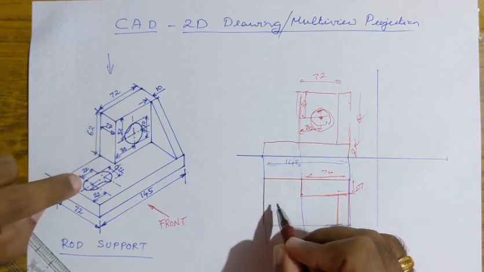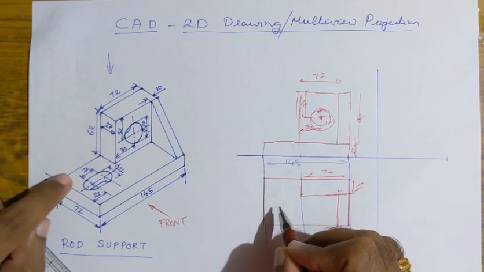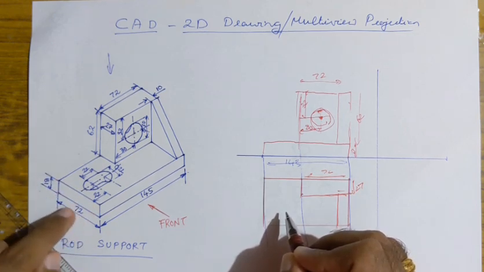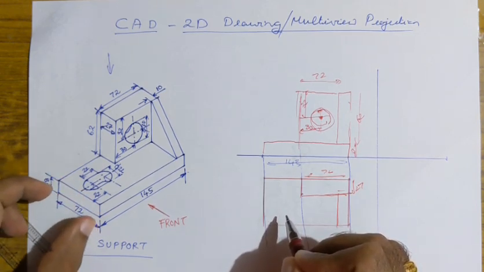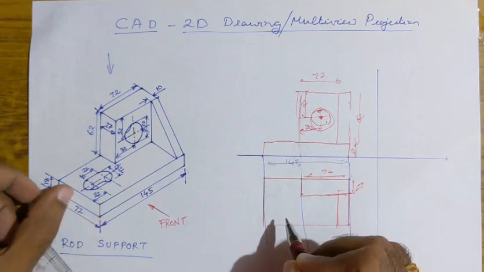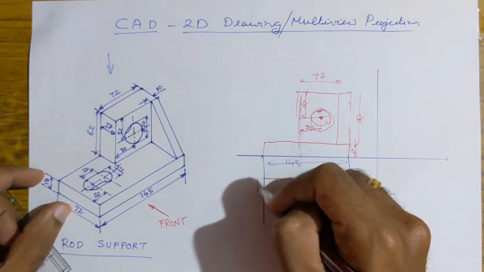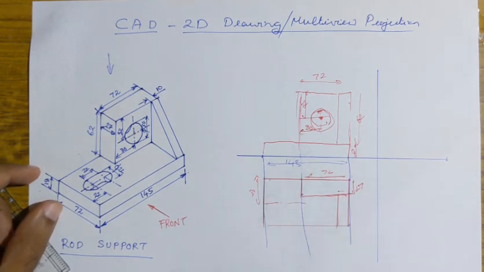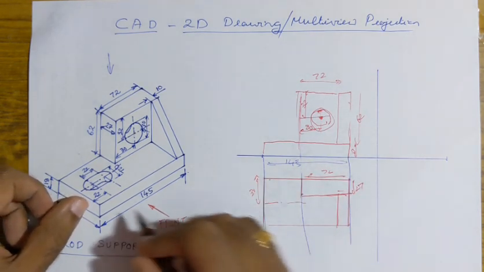Next is the slot over here. The dimension is given. I think it is at the center. So 72, this center line could be 72 by 2, so this is 36, and you have the center line of the slot, and this distance is given.